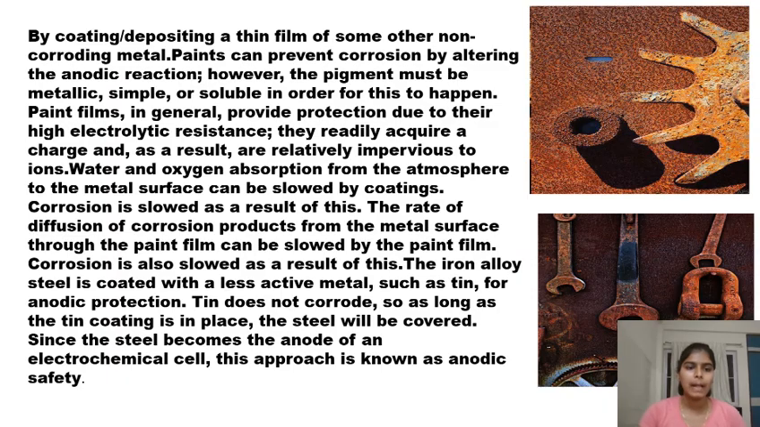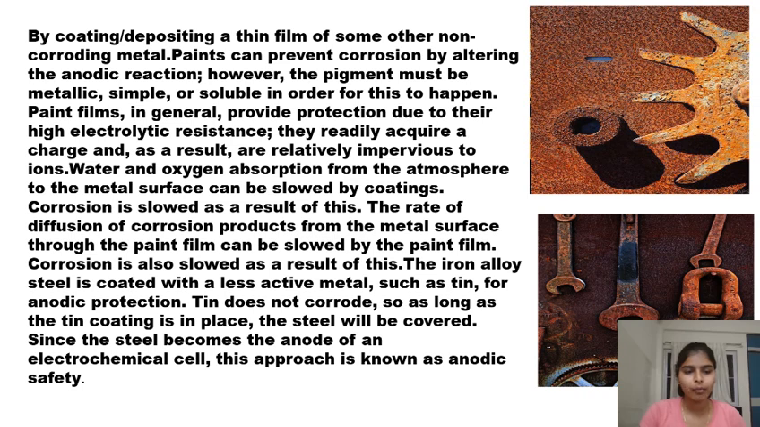Metals can also be protected by coating or depositing a thin film of some other non-corroding metal. Paint can prevent corrosion by altering the anodic reaction. However, the pigment must be metallic, sparingly soluble, or soluble in order for this to happen. Paint films in general provide protection due to their high electrolyte resistance. They readily acquire a charge and as a result are relatively impervious to ions.